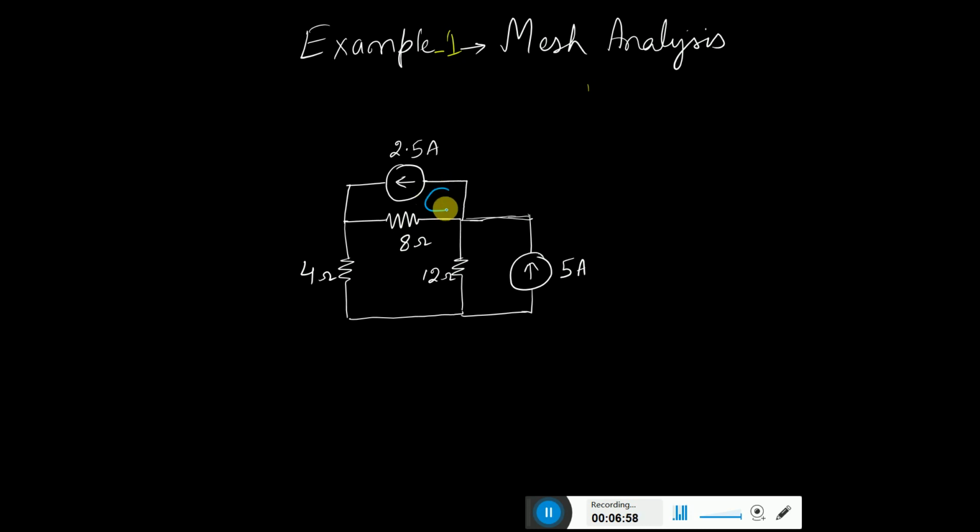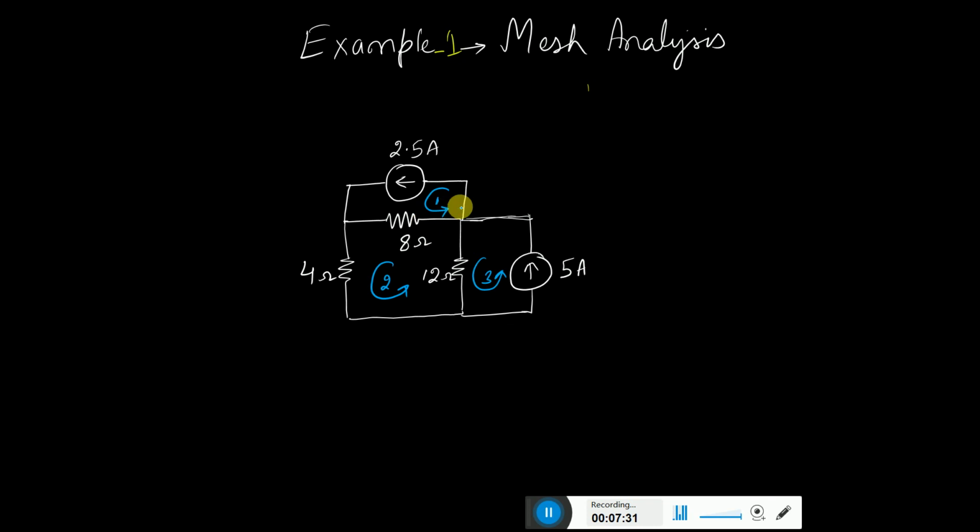Let us choose anti-clockwise, because you can choose clockwise also. But I find anti-clockwise better because in this mesh, if I choose anti-clockwise, my current direction is matching with 2.5 ampere, and here also anti-clockwise is matching with 5 ampere. So I have to be a little smart and choose in that way. So let us say 1, 2 and 3. So we have decided to choose 3 meshes.